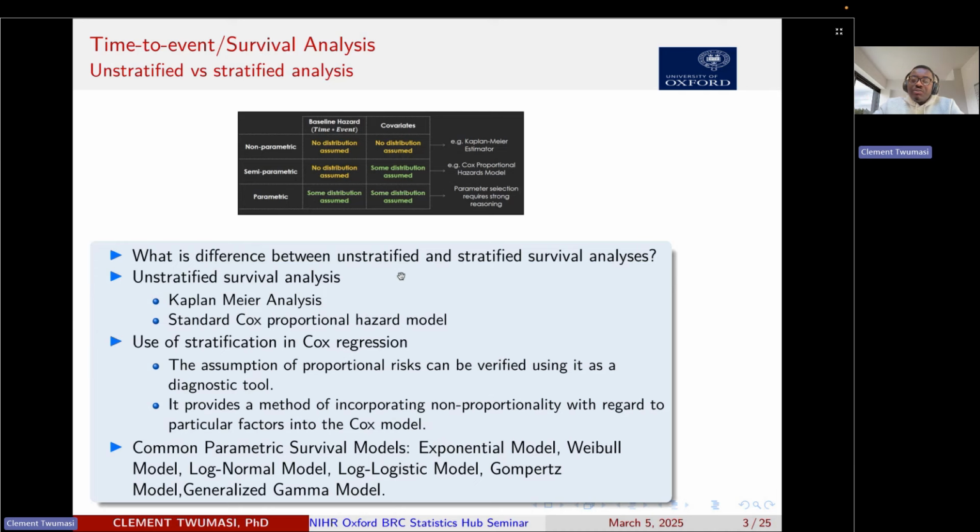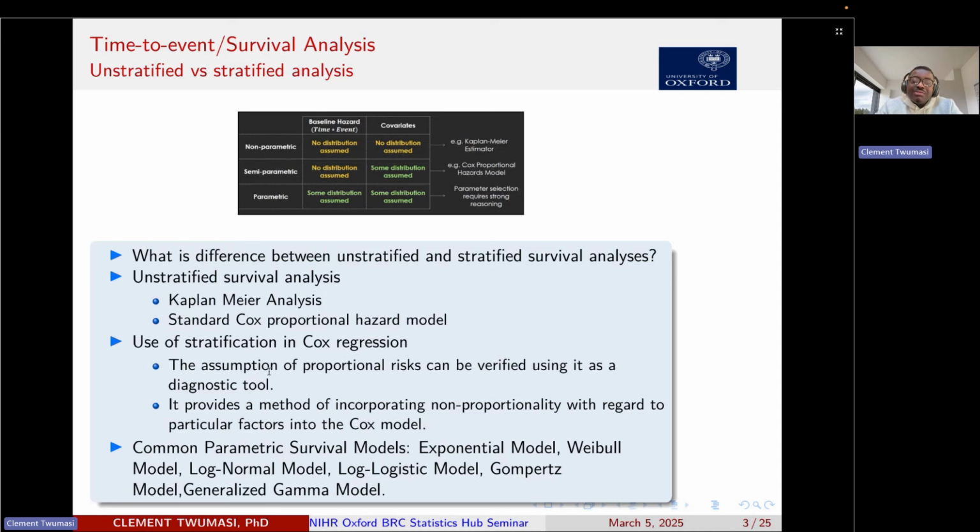But in a situation where some of the covariates or some of your predictors, for instance, your categorical predictors, violate this assumption, then you can stratify the analysis with respect to those variables that violated that assumption, and we'll look at how to do that. Briefly, on stratified survival analysis, we have the standard Kaplan-Meier and the standard Cox proportional hazard models we know. But within the Cox proportional hazard model, any covariates that violate the constant hazard assumption, we can stratify those covariates in that model.